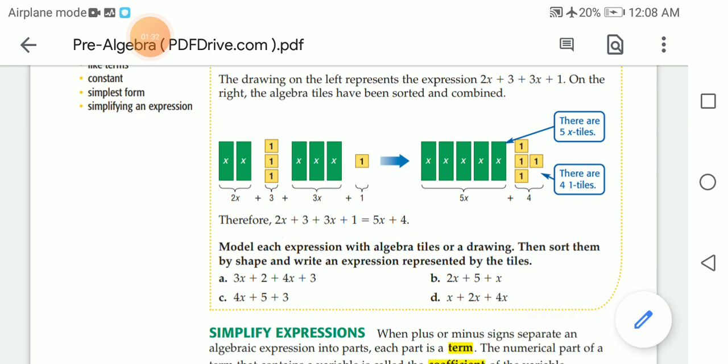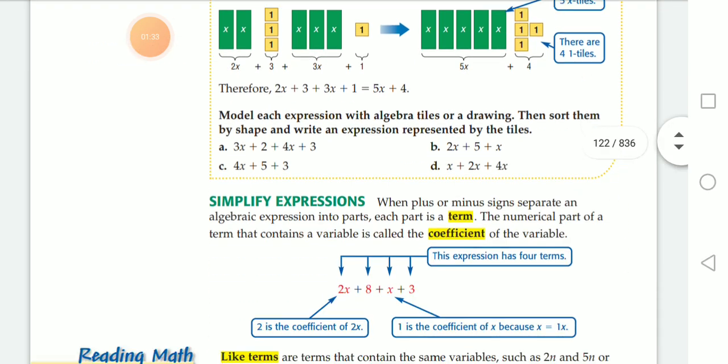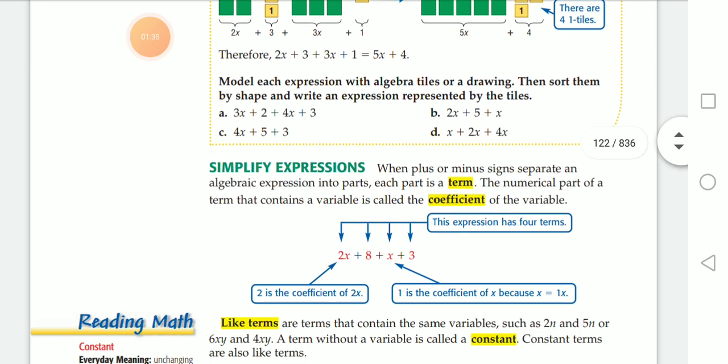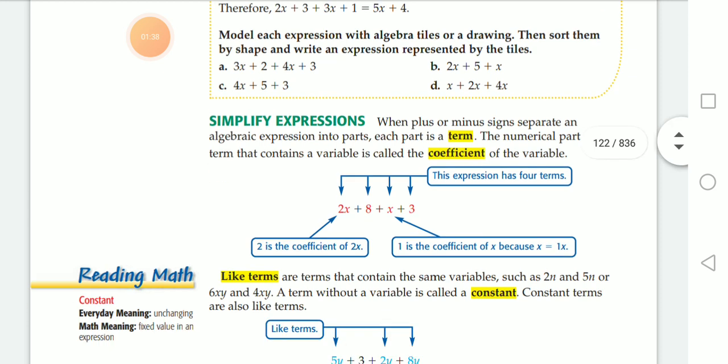Okay, my dear students, let's see this. Model each expression. This is for practice. Model each expression A, B, C, D by yourself.